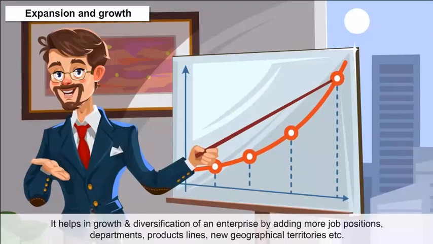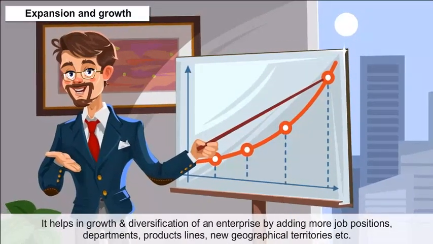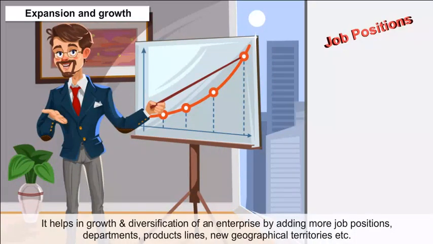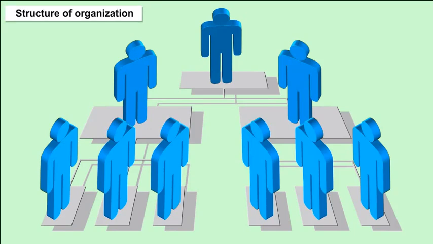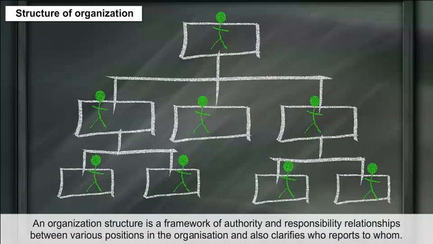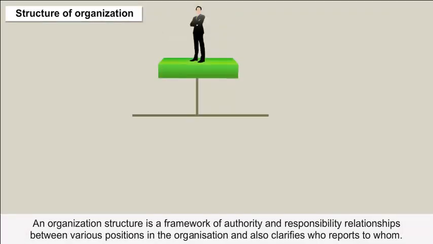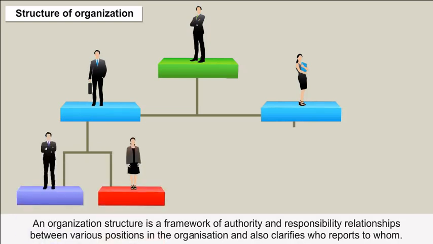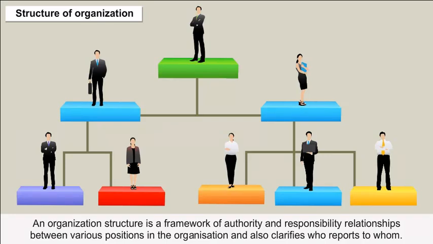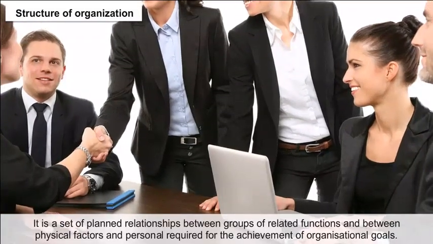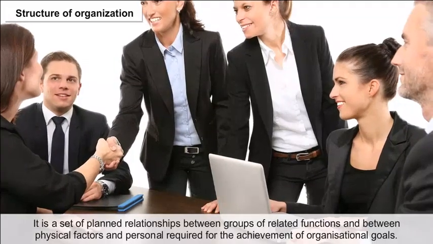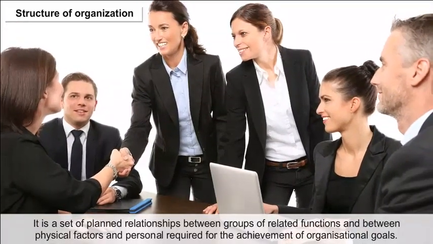Expansion and growth. It helps in growth and diversification of an enterprise by adding more job positions, departments, product lines, new geographical territories, etc. Organization structure. An organization structure is a framework of authority and responsibility, relationships between various positions in the organization, and also clarifies who reports to whom. It is a set of planned relationships between groups of related functions and between physical factors and personnel required for the achievement of organizational goals.